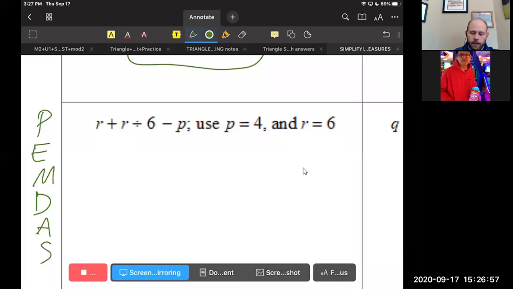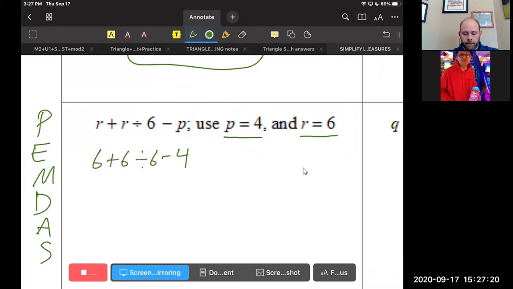It tells us what each variable is worth. It says use p equals 4 and r equals 6. So anytime you see a p, you're going to throw in 4 instead. Anytime you see an r, you throw in 6 instead. So r plus r divided by 6 minus p turns into 6 plus 6 divided by 6 minus 4.